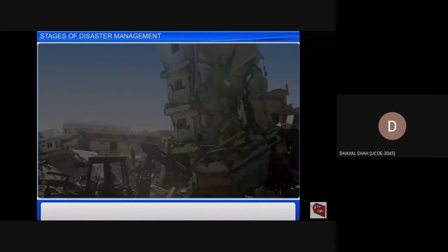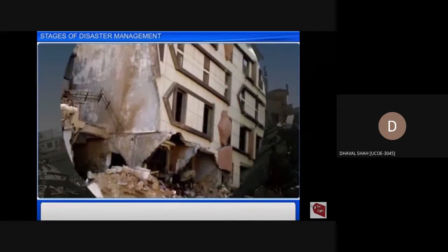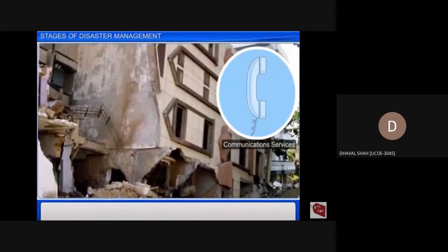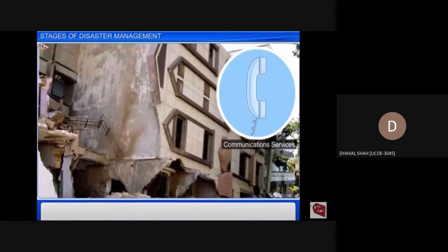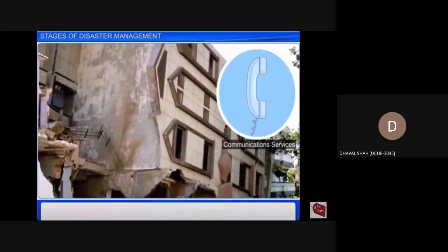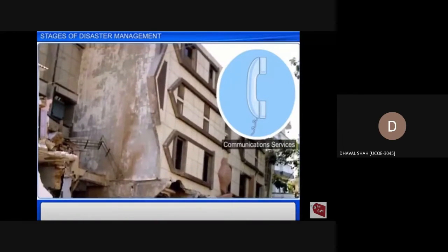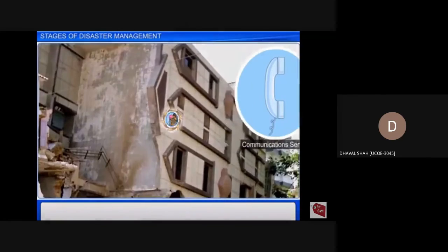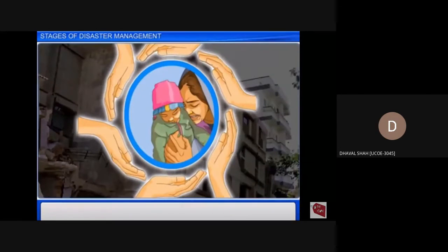After rescue operations, the third stage starts: restoration of normalcy and rehabilitation. Communication services get most severely affected in these disasters. To achieve normalcy, these services are restored at the earliest, followed by the rehabilitation process. This involves helping the displaced people emotionally and economically.